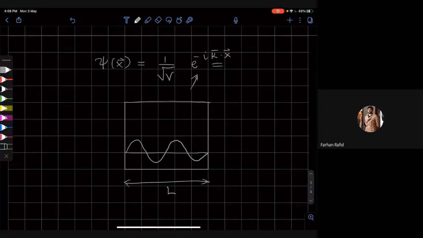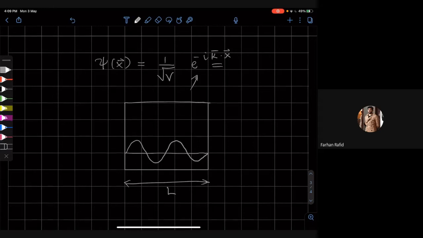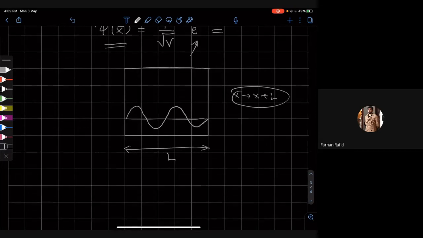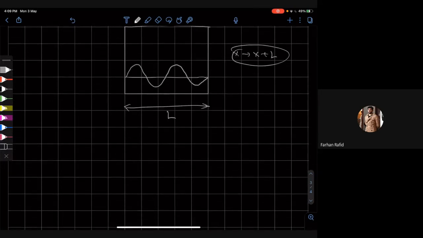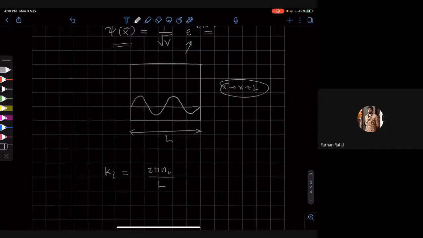One of the things about a wave function is that it cannot be multi-valued. So when I go from x to x plus L, this wave function must come back to the same thing. Now, for that to happen, k has to be quantized. So k_i has to be 2 pi n_i over L. Is that clear why this is so?